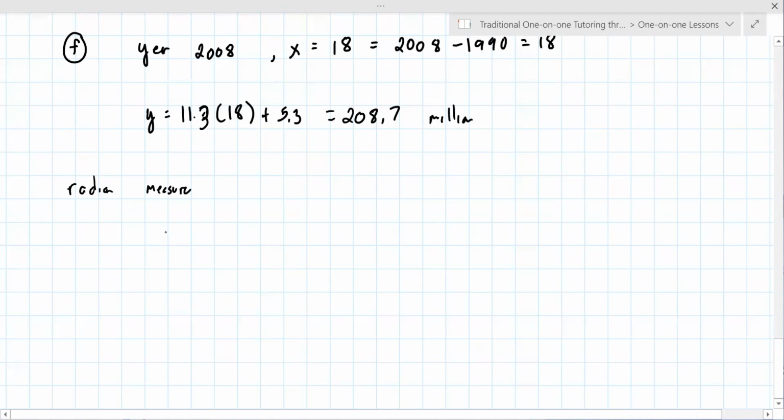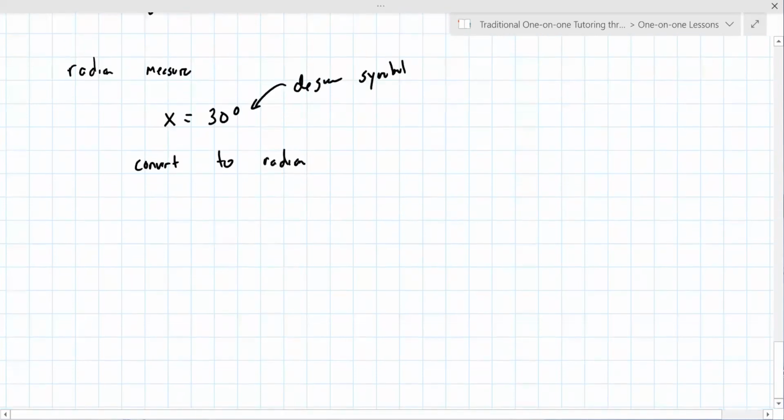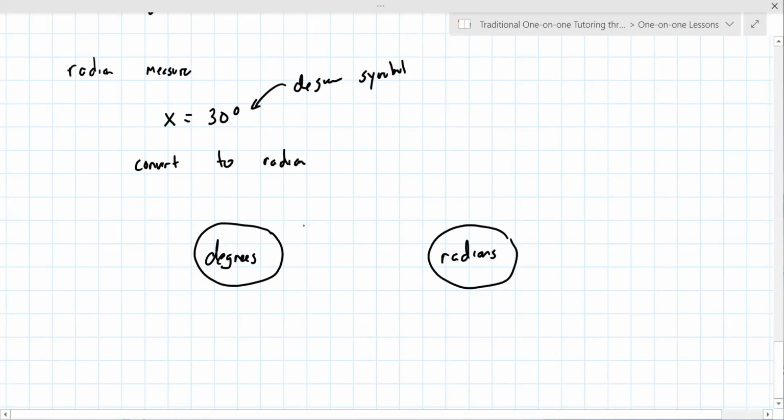So an angle, I can tell you x equals 30 degrees, and that's the degree symbol. Okay. And I can ask you to convert to radians. So there's a little picture we can draw here. We can say, okay, degrees and then radians over here, and to get from one to the other, you multiply by pi over 180. So take that 30 degrees, you would multiply it by pi over 180.